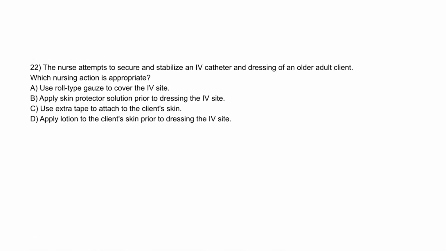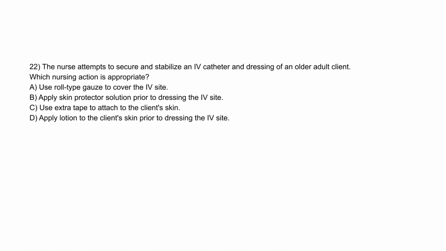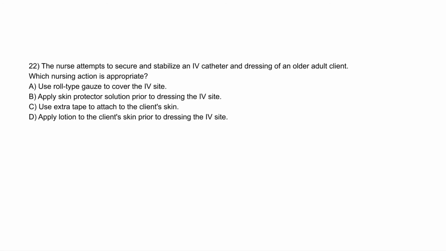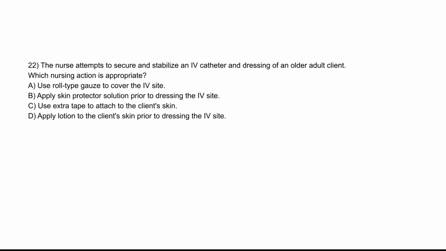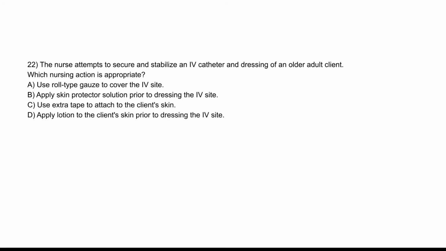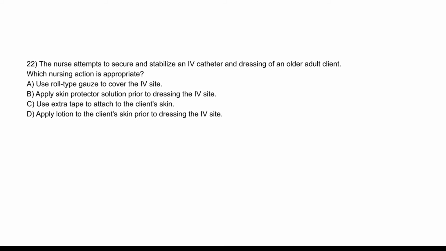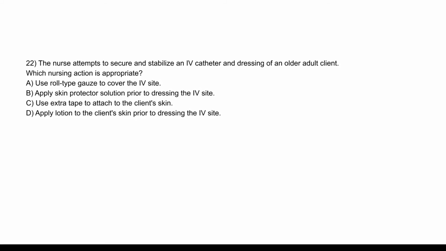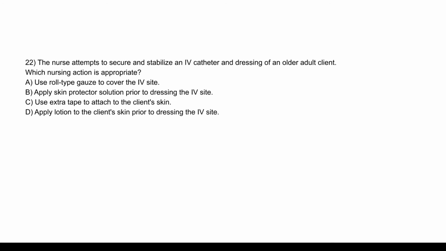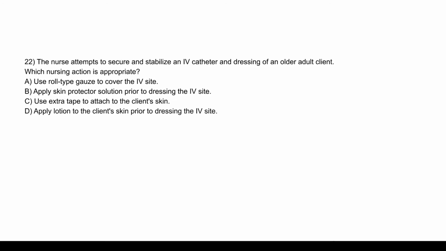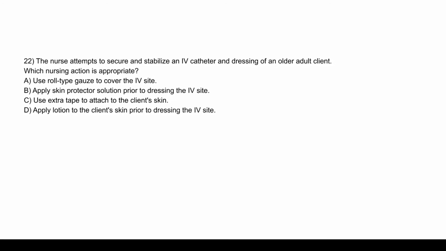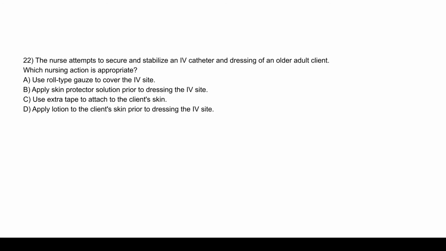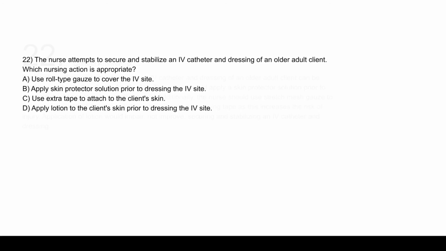22. The nurse attempts to secure and stabilize an IV catheter and dressing of an older adult client. Which nursing action is appropriate? A. Use roll-type gauze to cover the IV site. B. Apply skin protector solution prior to dressing the IV site. C. Use extra tape to attach to the client's skin. D. Apply lotion to the client's skin prior to dressing the IV site.